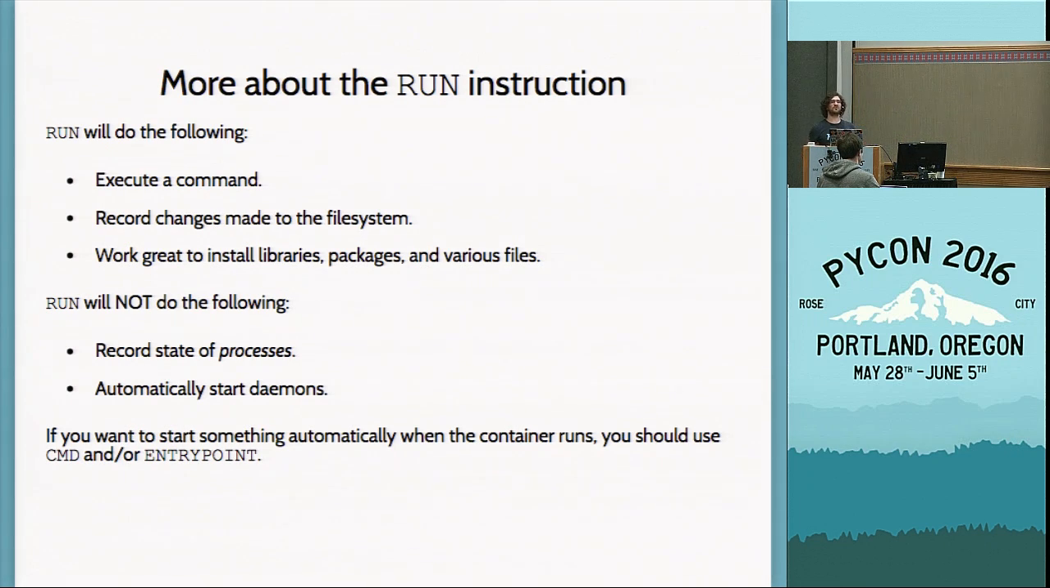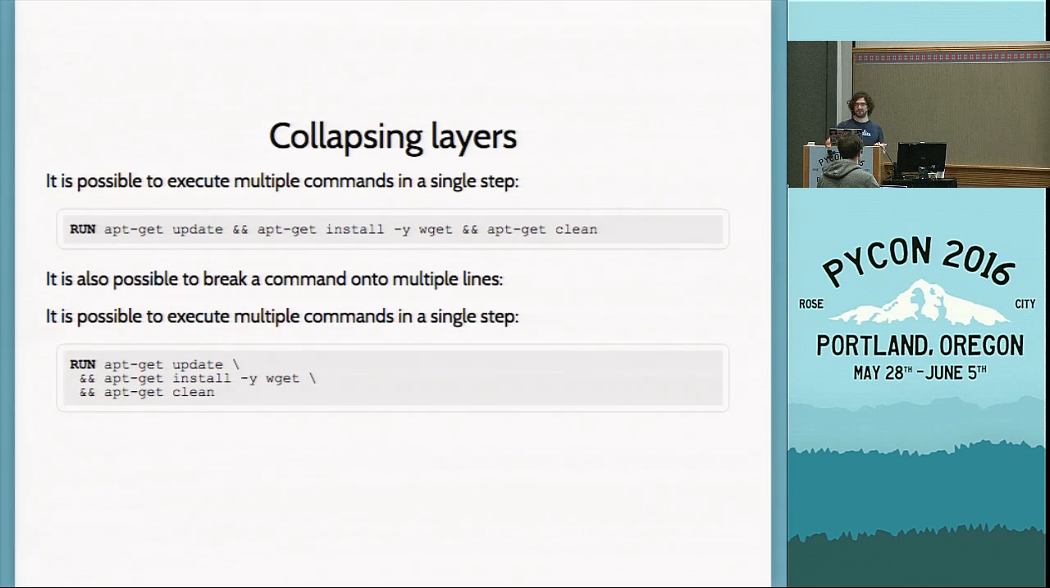So if you want to run, let's say, Postgres in a container, first, there is an official Postgres image, so it saves you the trouble. But if you were to make your own image and you want to start Postgres automatically, you would have to put that in CMD or ENTRYPOINT, not as a RUN command.